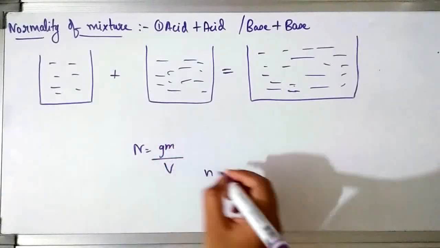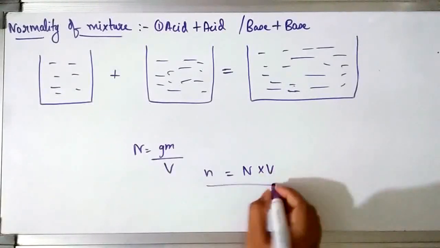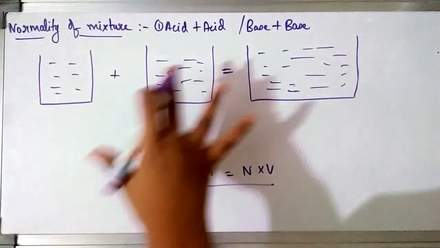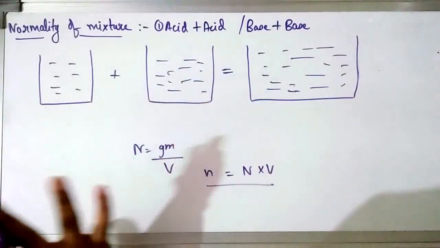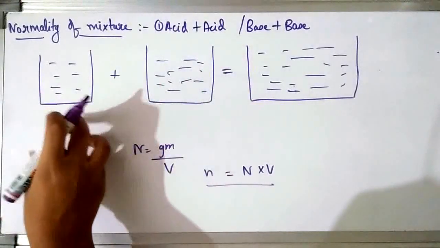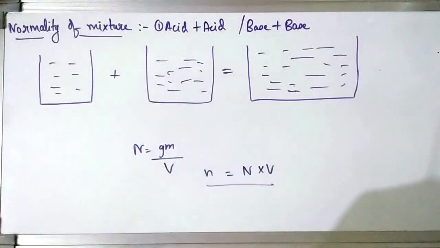and the number of gram equivalents will be equal to normality into volume. Okay, we know this. So suppose we have got two acids, only acid and acid, or only base and base. The gram equivalents of both the acids are taken, but the volume of both the acids will be different.